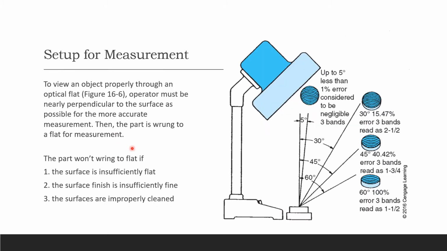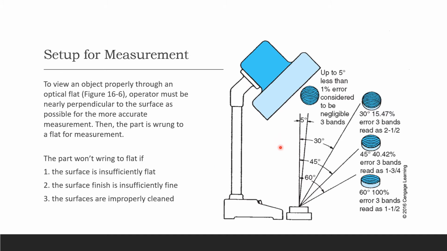Set up for measurement. To view an object properly through an optical flat, you have to be as nearly perpendicular to the surface as possible for the most accurate measurement. The part is then rung to the flat for the measurement. The part is not going to ring to the flat if the surface is insufficiently flat, if the surface finish is insufficiently fine, or if the surfaces are improperly clean. So you have to clean the surfaces, the surface finish has to be fine, and the surface has to be sufficiently flat.